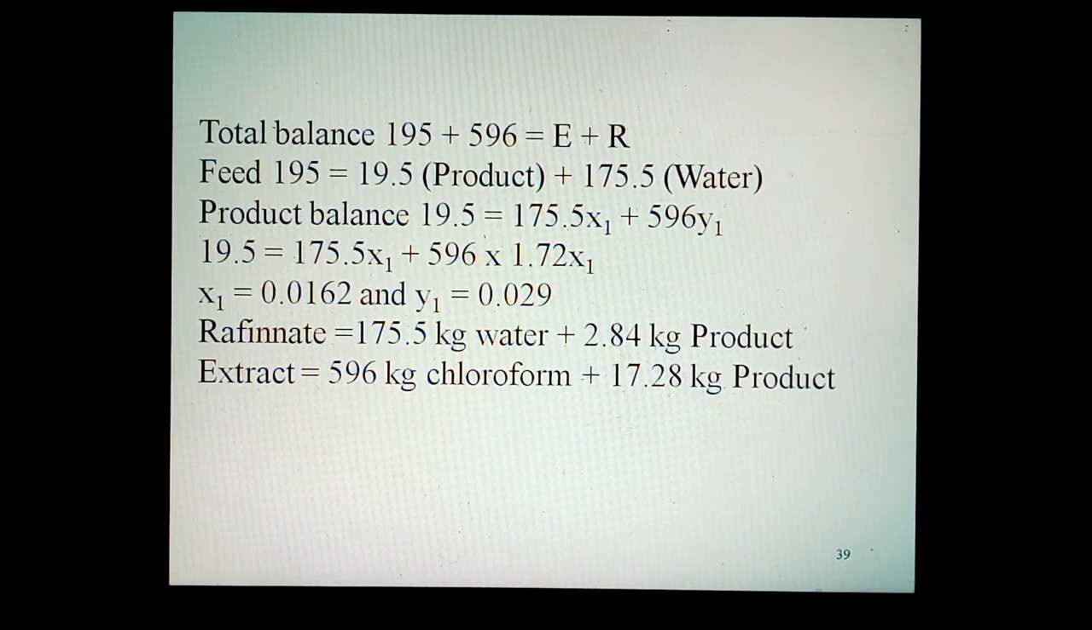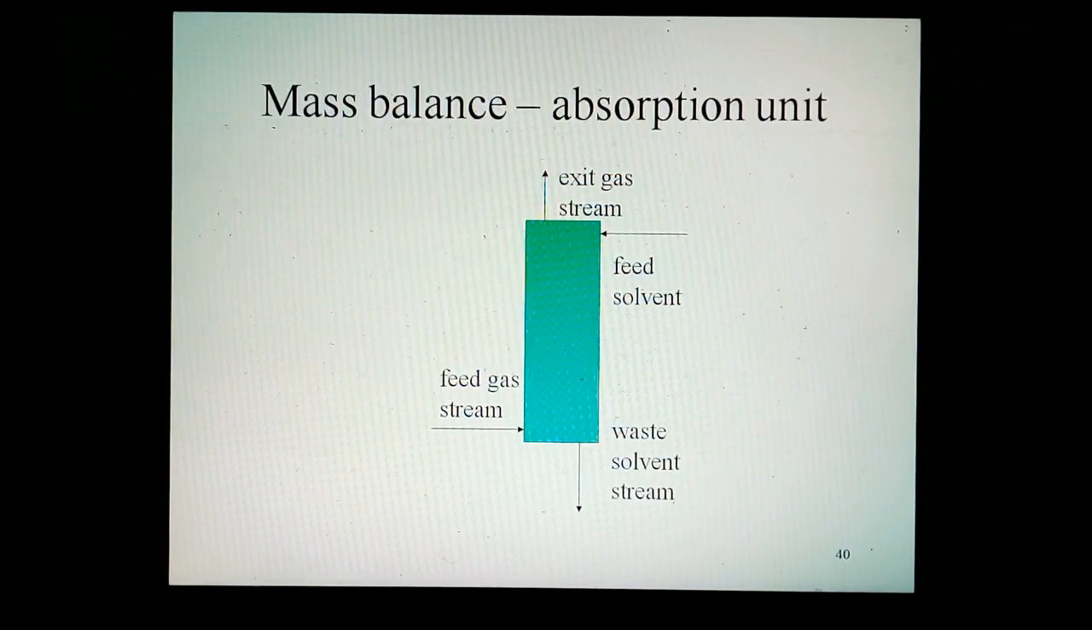R is 175.5 kilogram water plus 2.84 kilogram product. And E is 596 kilogram chloroform plus 17.28 kilogram product.